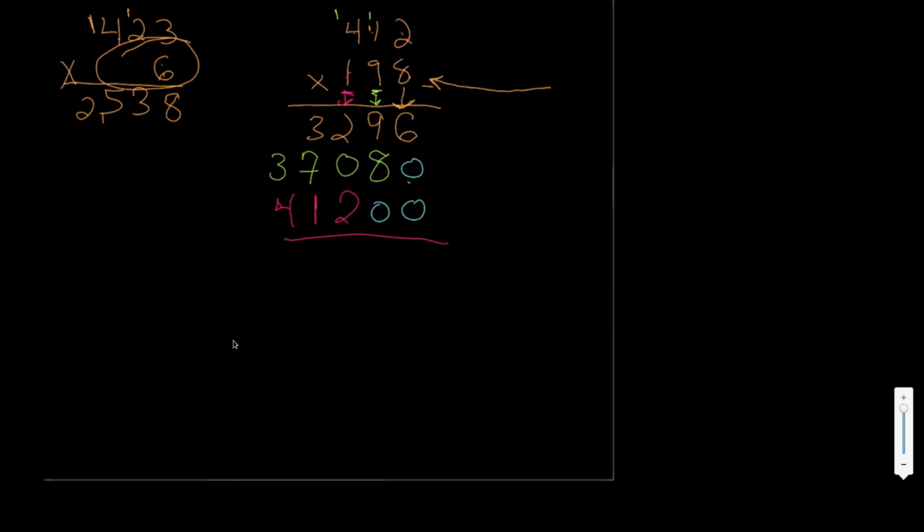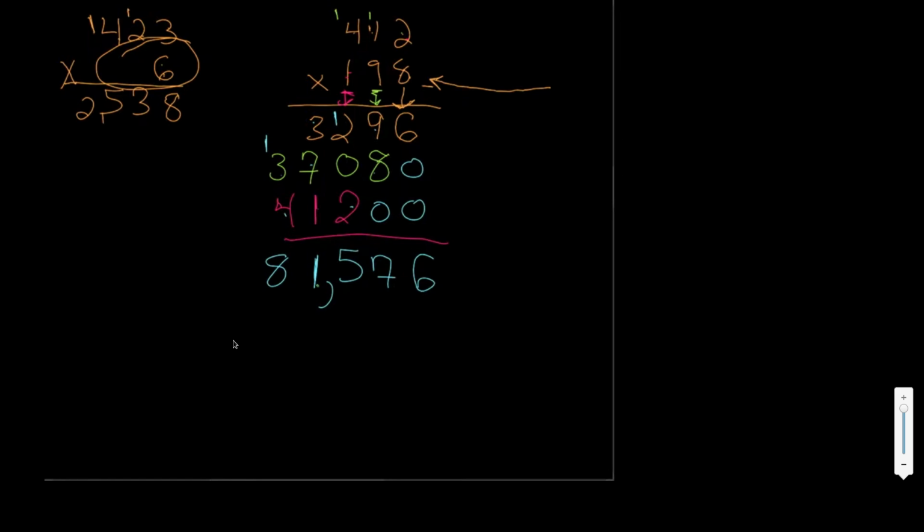So 6 plus 0 is 6. I'm going to add up all of my answers. 9 plus 8 is 17. Carry my 1. 2 plus 2 plus 1 is 5. 3 plus 7 plus 1 is 11. Carry my 1. And 3 plus 4 is 8. I've got 81,576.